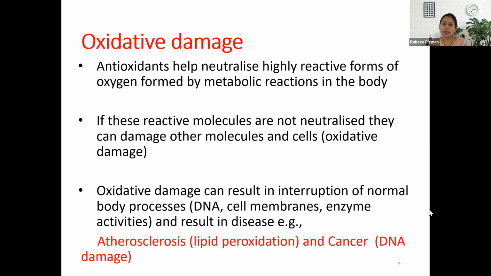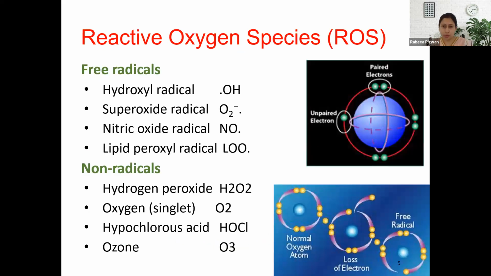Then next, cancer is an example, and it can be caused by DNA damage from the free radicals. When the free radicals or reactive oxygen species damage our DNA, they cause genetic disruption. Here are some examples of the reactive oxygen species.